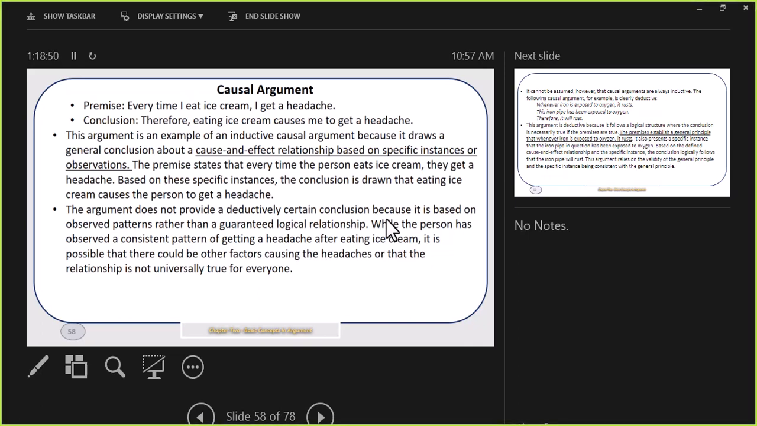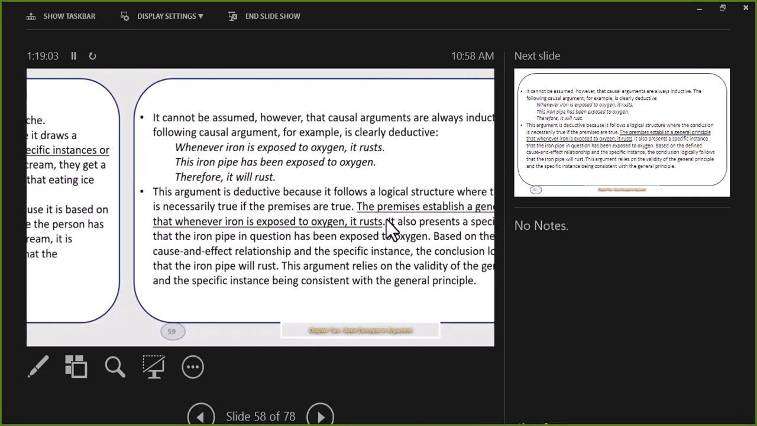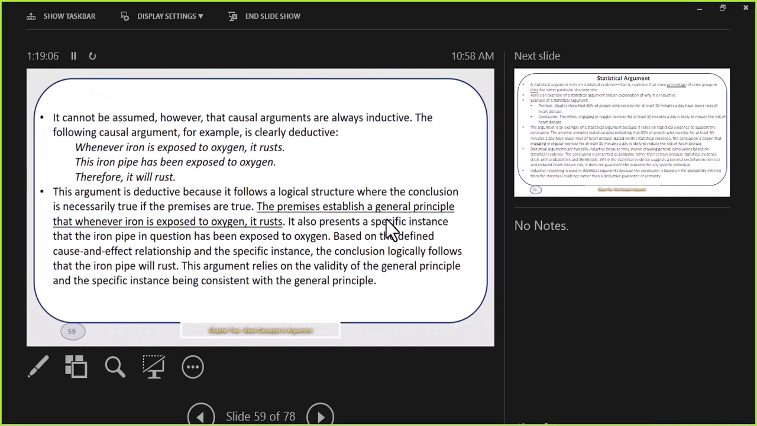Just like argument based on prediction, a causal argument sometimes may be argued deductively. But mostly causal arguments are inductive arguments. Look at the example in order to illustrate this point. Whenever iron is exposed to oxygen, it rusts. This iron pipe has been exposed to oxygen. Therefore, it will rust. It's a causal argument, a cause-effect relationship. But it is a deductive argument, even though it's a cause-effect relationship between the premise and the conclusion.